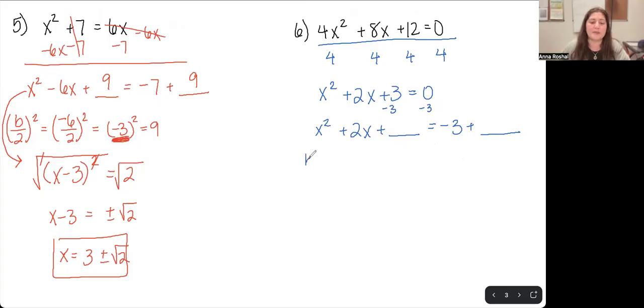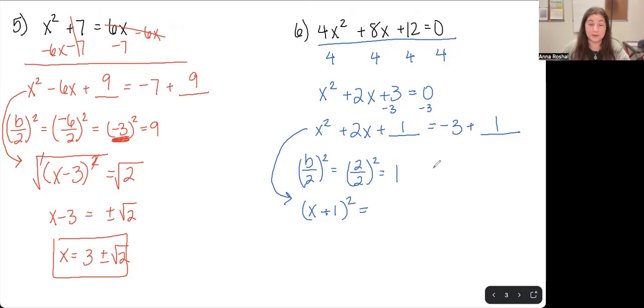Now I'm going to do the same thing, add b over 2 squared. So 2 over 2 is 1, and then 1 squared is just 1. So I'm going to add 1 to both of these. And then I'm going to say, okay, this is x plus 1 squared equals, this is negative 3 plus 1 is negative 2. So negative 2 is going to be square rooted.